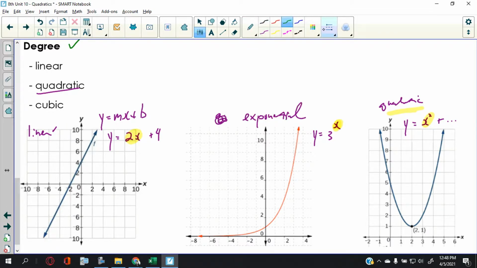So what does degree mean? Linear, the degree is going to be 1, first degree. Quadratic, the degree is going to be 2. Cubic, what do you think the degree is going to be? Yeah, 3.